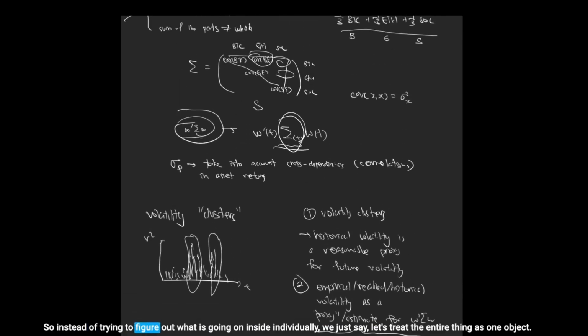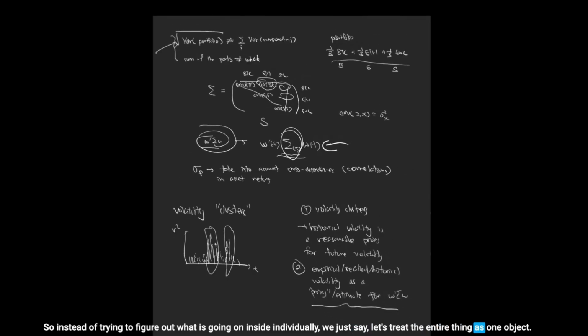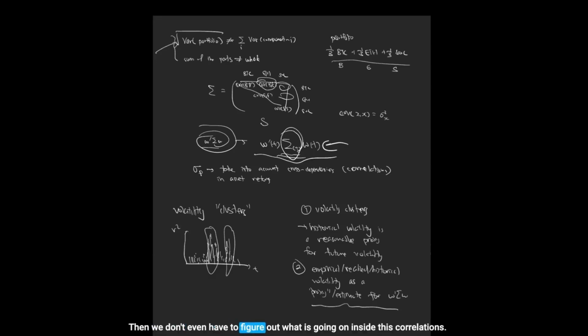So instead of trying to figure out what is going on inside individually, we just say, let's treat the entire thing as one object. We treat it as a black box and we see what is the actual realized volatility. And we say, okay, since this is the realized volatility, we can perhaps expect something similar going forward. Then we don't even have to figure out what is going on inside these correlations if we can treat the final output as an integral or the summation of all of these small effects that are happening implicitly.